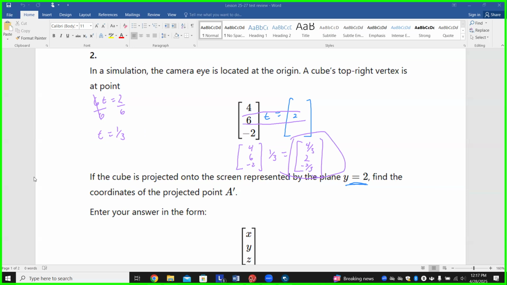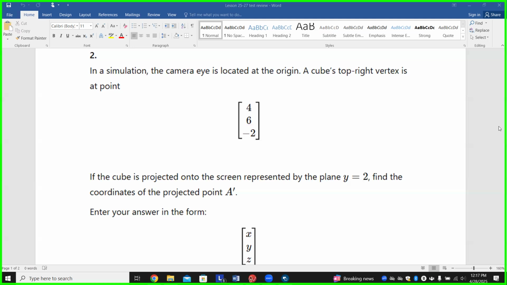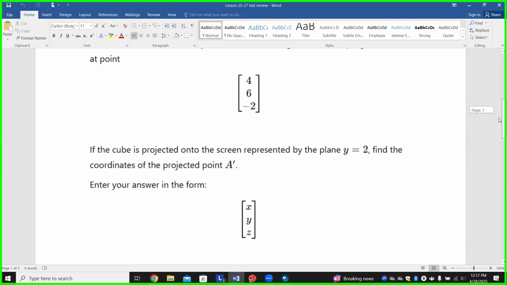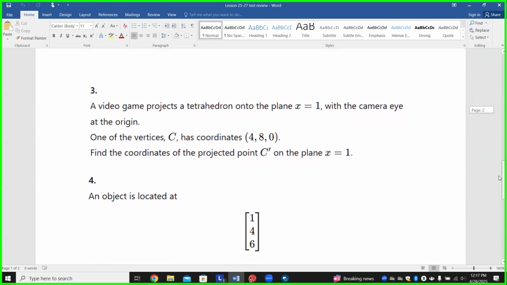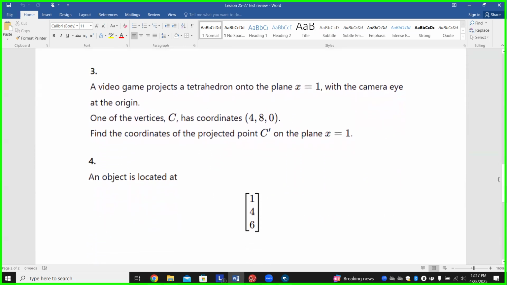Number 3 is very similar, but you're going to be given a graph or a picture. Don't get thrown off by the picture. Basically, a video game projects a tetrahedron. Does anyone know what a tetrahedron is? It's basically like a pyramid. It kind of looks like this. So this is kind of what you'll see. I'm not a good drawer, that's why I couldn't put it in this program.